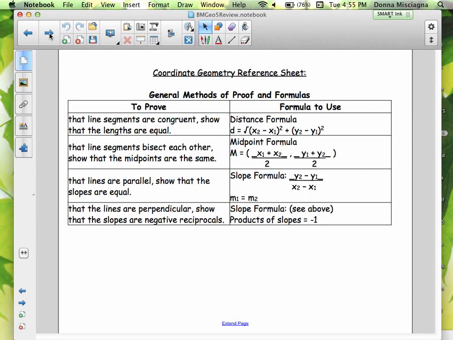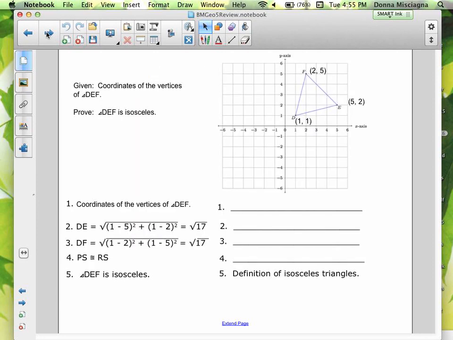All right, so in your notes, we have this proof here, and we're given some information, and we're looking to prove that our triangle DEF here is an isosceles triangle. So all the information that you see here is also on your notes, and all the statements are there. We're going to add the reasons. Right, so the first thing that we see in our proof, we see the coordinates of the vertices of triangle DEF. Always we start off with our given information.